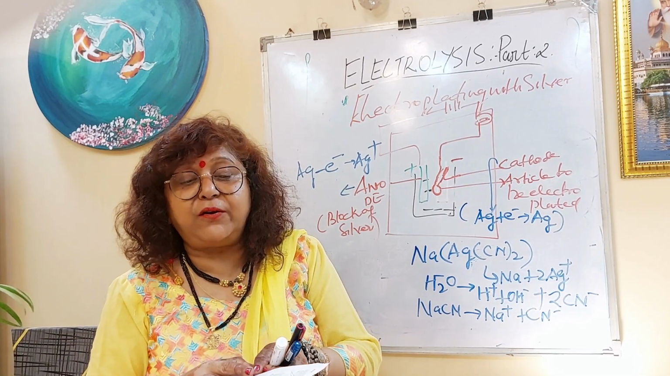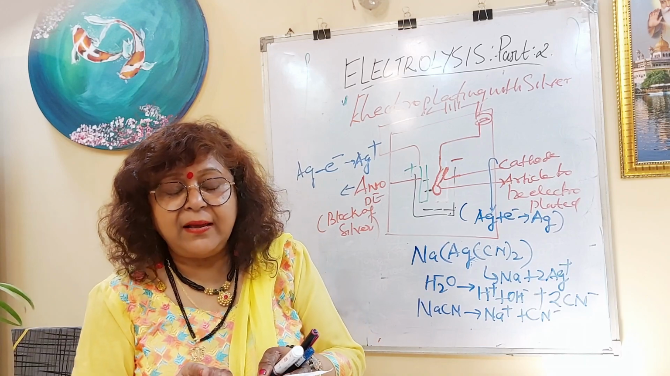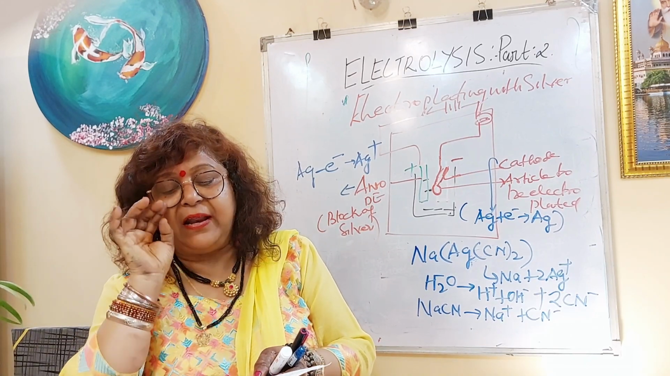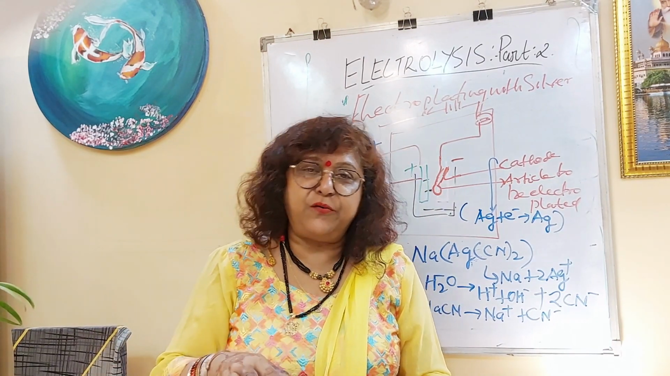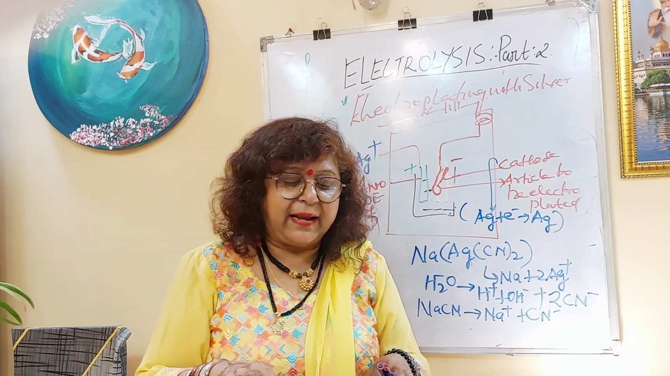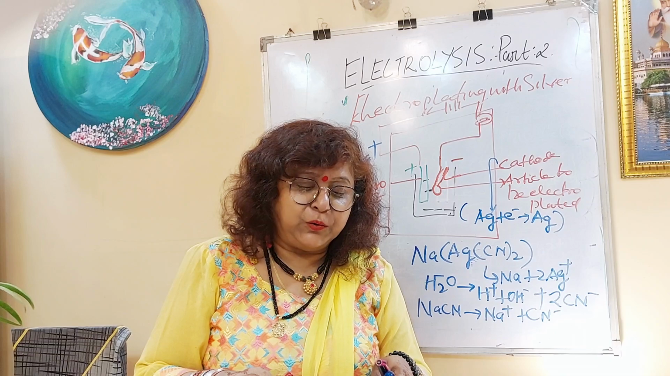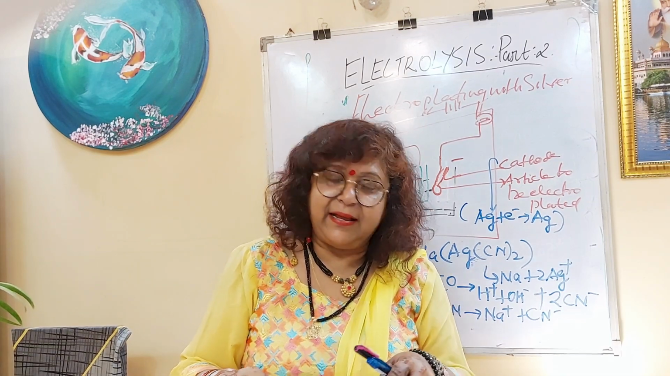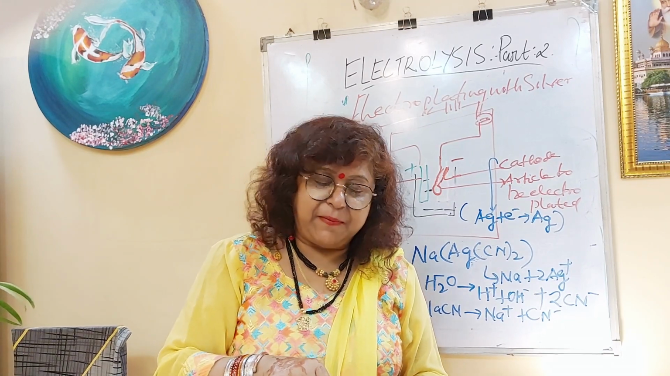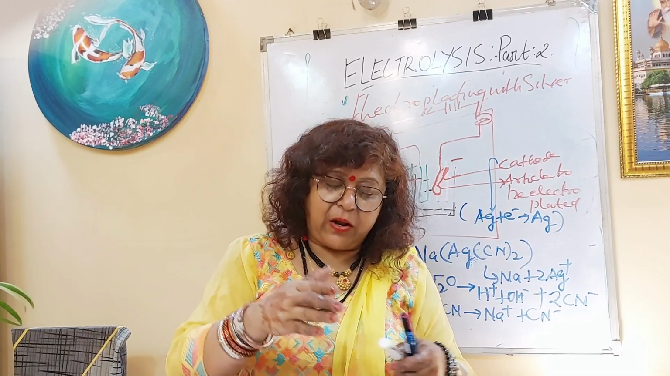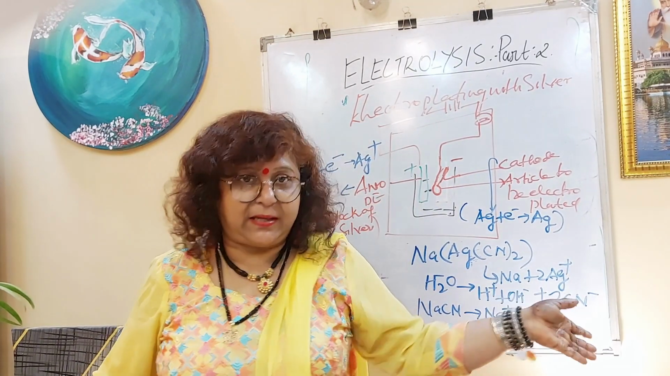You can also do electroplating with nickel. There the electrolyte will be nickel sulfate. Nickel sulfate will dissociate into Ni2+ and SO4 2-. At the cathode, the reaction is similar: Ni2+ plus 2 electrons becomes Ni, and at the anode, Ni loses 2 electrons to form Ni2+. Oxidation and reduction reactions take place in the case of all these electrolytes.